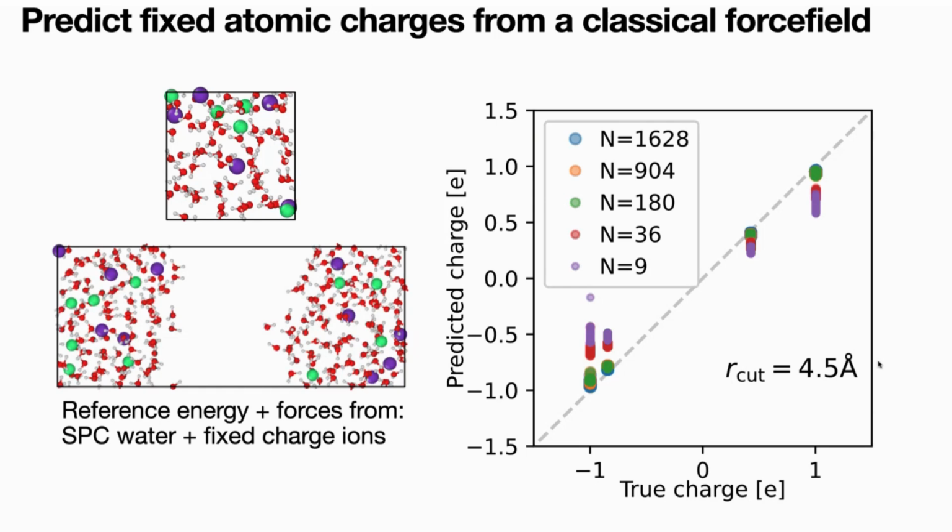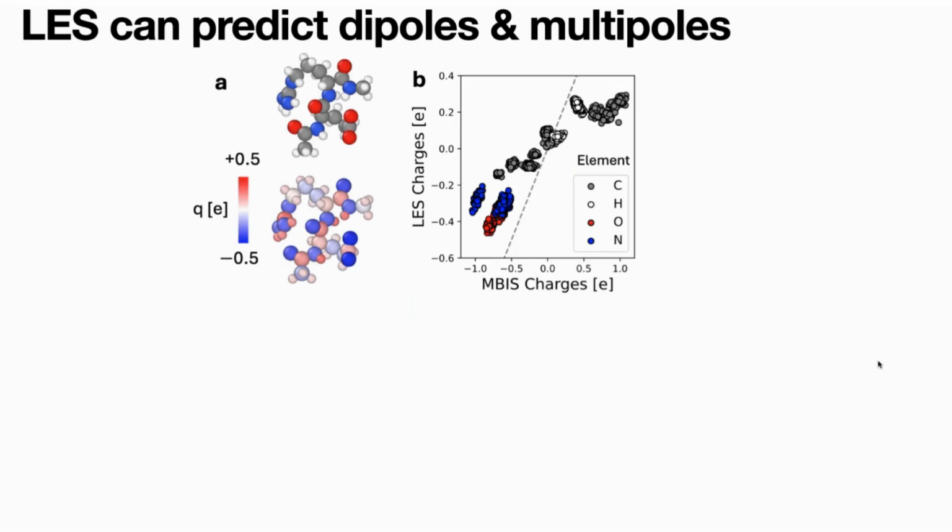Now, you might be wondering, in this case, because you have a classical fixed charge model, these charges are the ground truth. But for a generic case, if you have DFT, the DFT charges are actually not physical quantities, right?